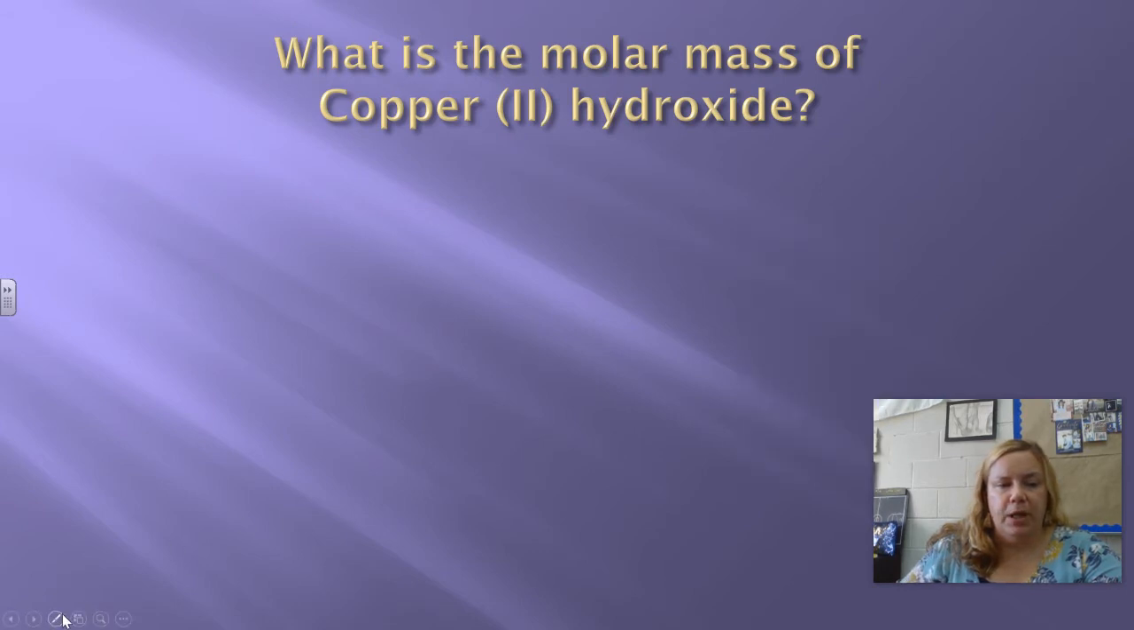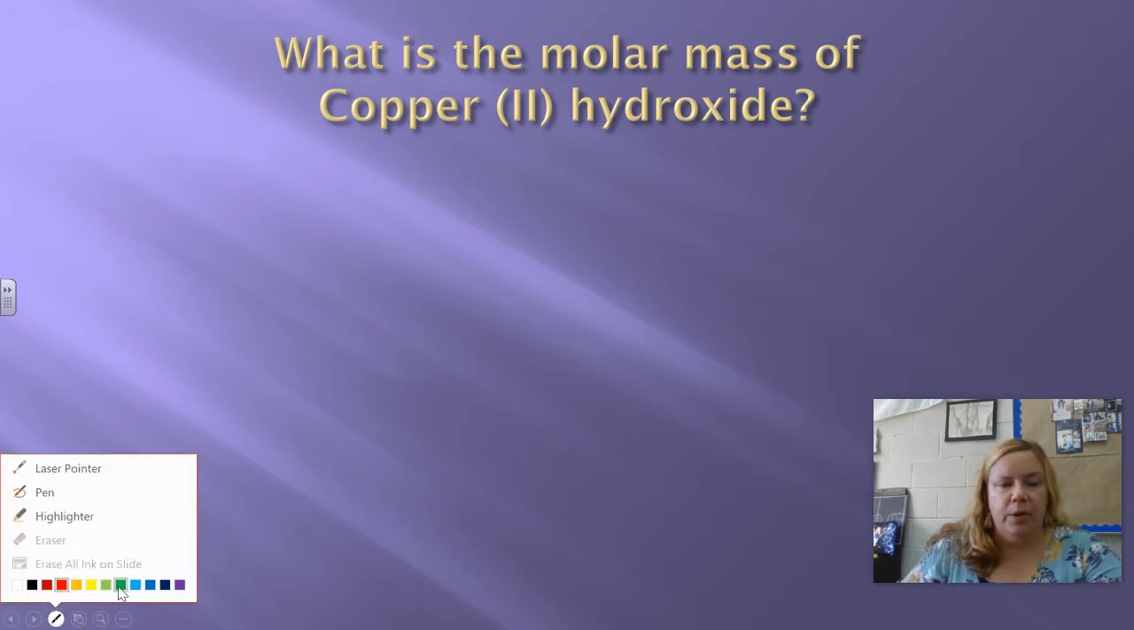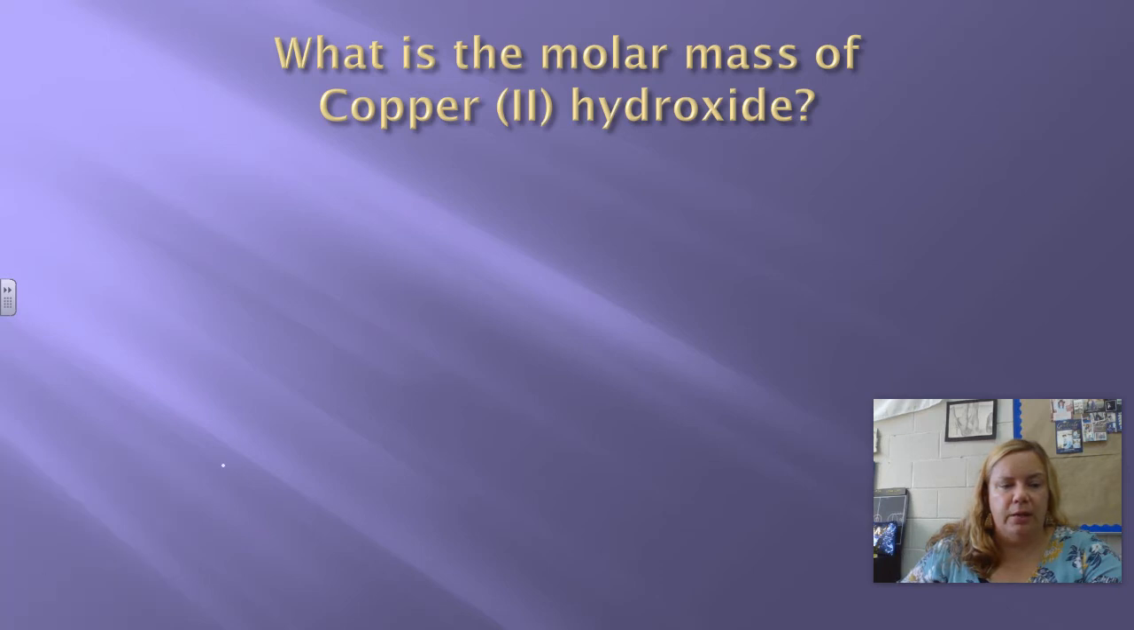Let me do white ink on this today. We're going to look for, first of all, you have to determine the molar mass of a substance. Let me show you how to do this, because you can't just plug in some random numbers. You have to use your periodic table to find the molar mass.